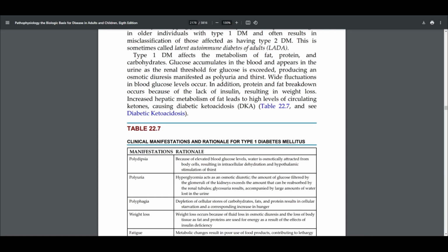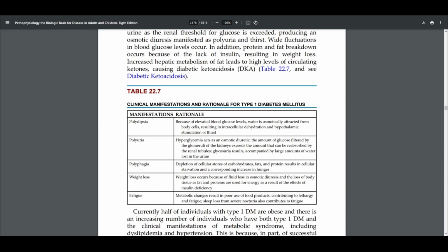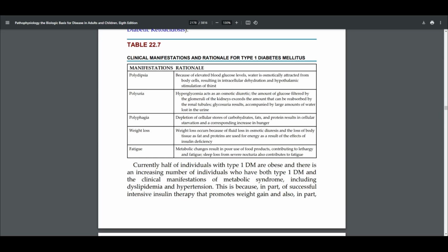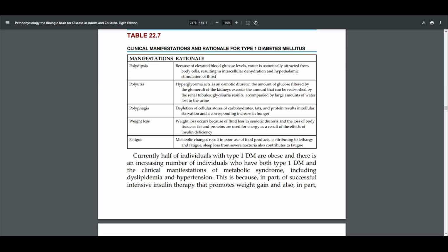So here are some clinical manifestations for type 1 diabetes. Again, pause if you need to see them specifically rationed out to you, but you will have your polydipsia, polyuria, polyphagia, your weight loss, and fatigue.